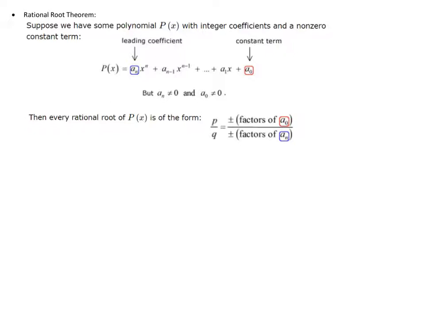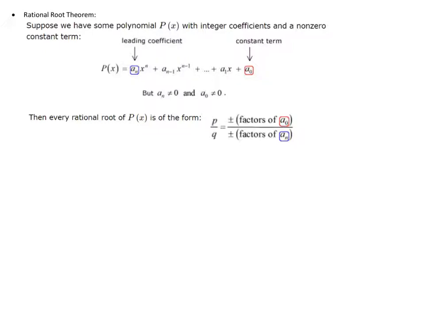So we want to look at another theorem. It's called the rational root theorem. Sometimes in other books it might be called the rational root or rational zeros test. What this is saying is that I can find a list of possible rational solutions or rational roots for a polynomial.